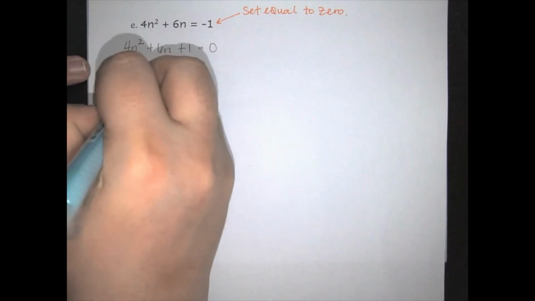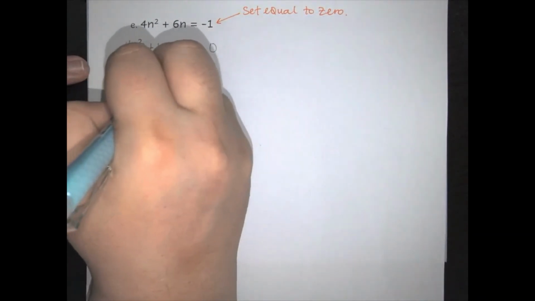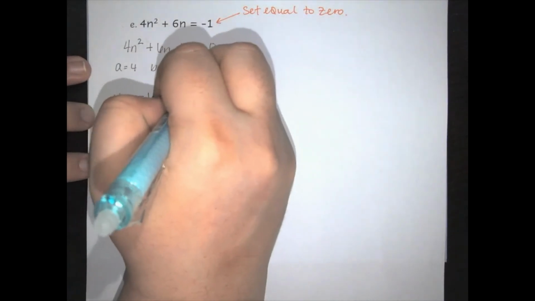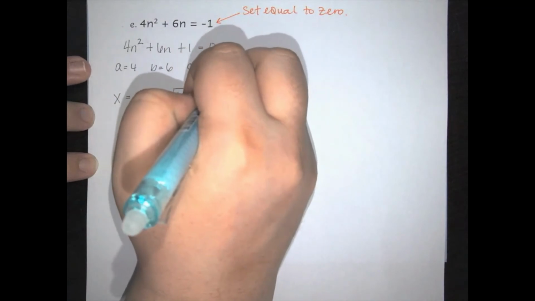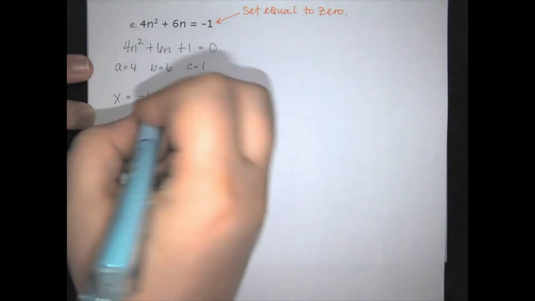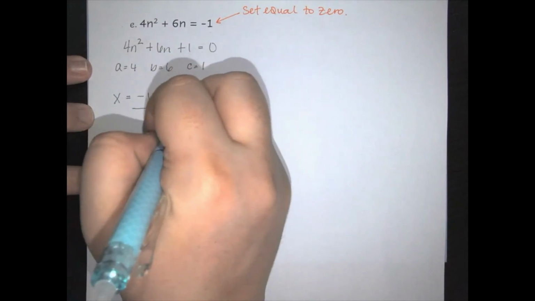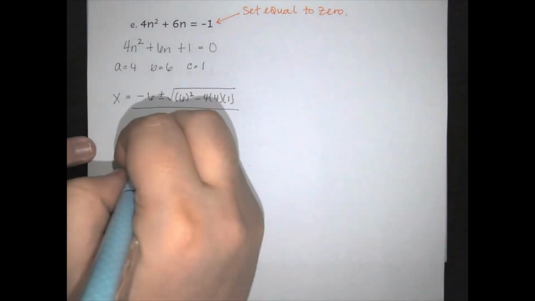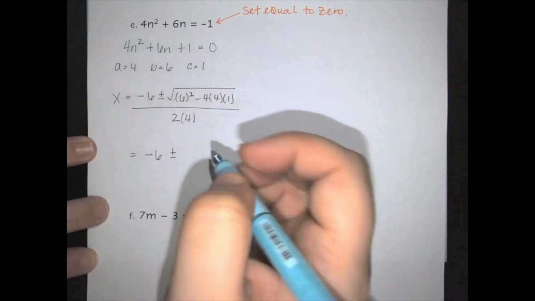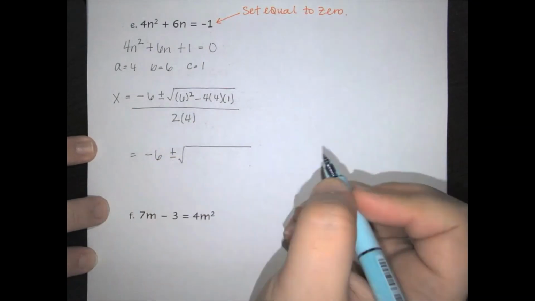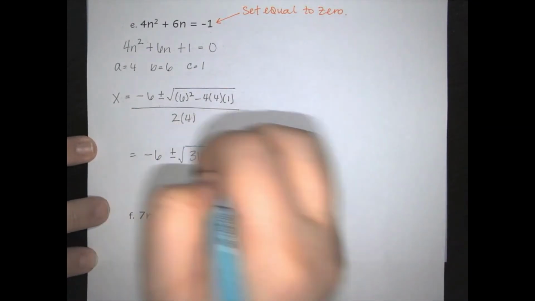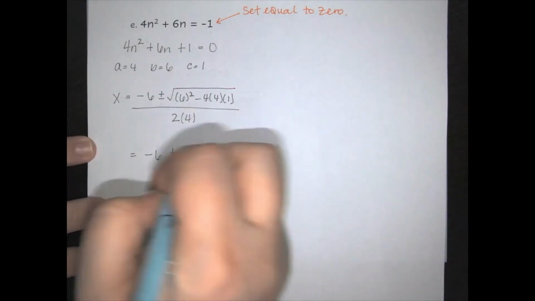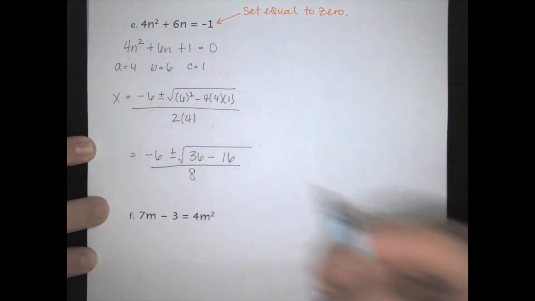So here we have that x is going to be negative b, so negative 6 plus or minus the square root of 6 squared minus 4 times a times c all over 2 times a. So with that we can work on reducing. So here we're going to have negative 6 plus or minus the square root of 6 squared is 36 minus 4 times 4 is 16, and this is going to be all over 8.